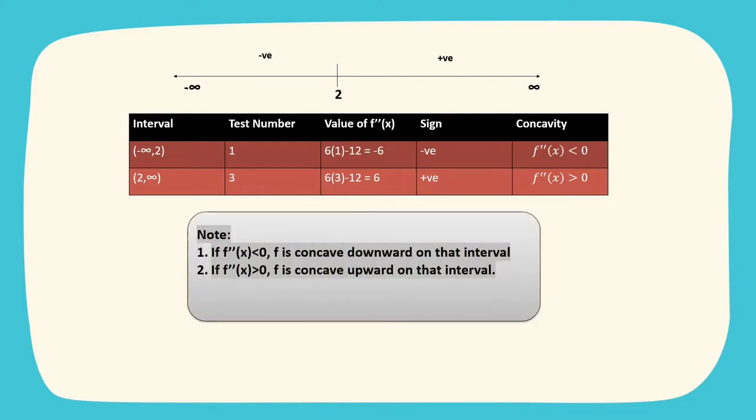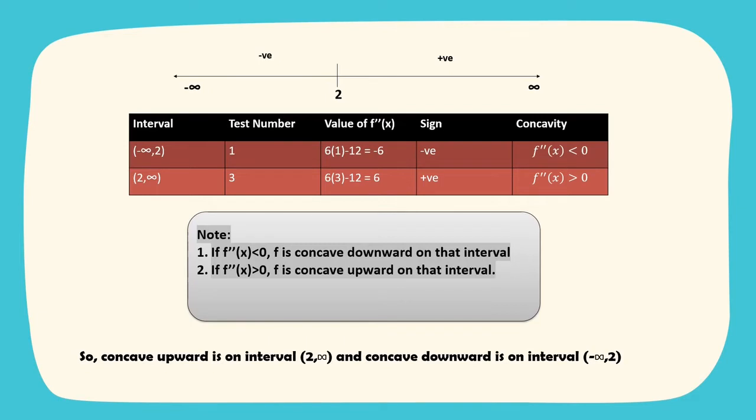If the second derivative of f is less than 0, f is concave downward on that interval. If the second derivative of f is greater than 0, f is concave upward on the interval. So concave upward is on the interval 2 to infinity and concave downward is on the interval negative infinity to 2.